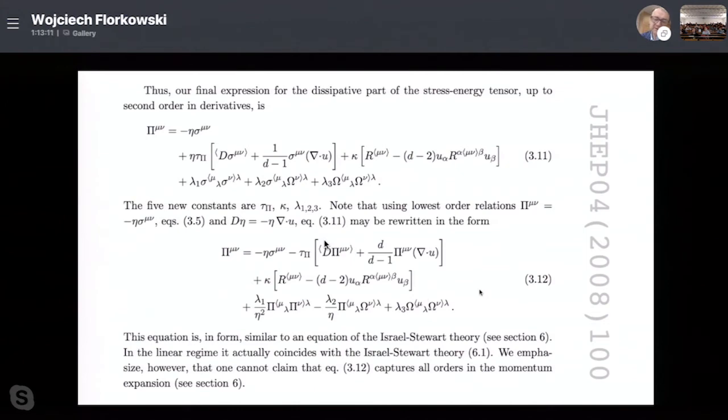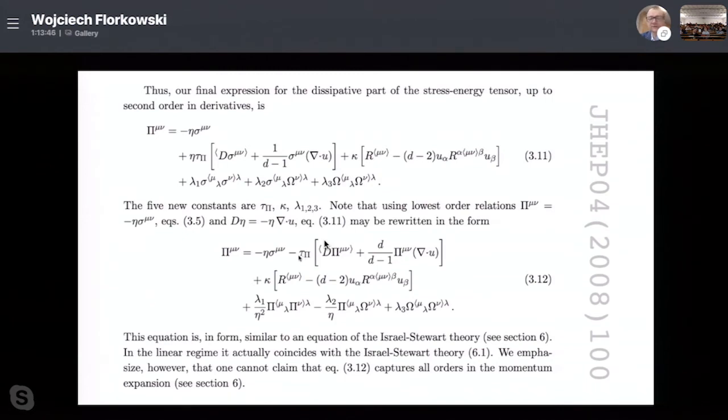I think this approach is also attractive, just as the Israel-Stewart arguments that refer to entropy production are attractive, because there is no reference to microscopic degrees of freedom. So in this case, we introduce some coefficients, like lambda, kappa, eta, but then you have to measure them. There is no hint about any value of these kinetic coefficients. You have to measure them.